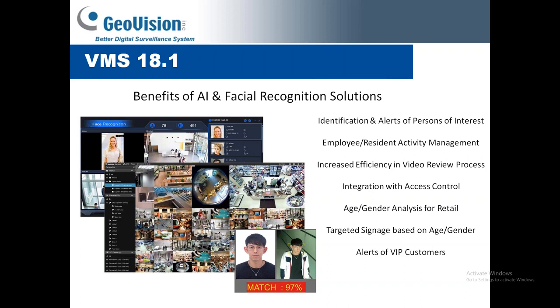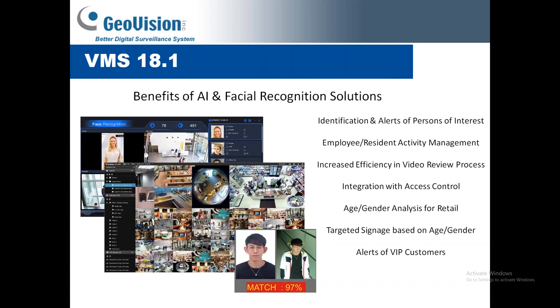First, real-time alerts and identification of persons of interest. So say you have a commercial office, you want to get alerted if, say, a previous disgruntled employee returns to the office. A facial recognition solution can give you the ability to get a real-time alert that that event has occurred.